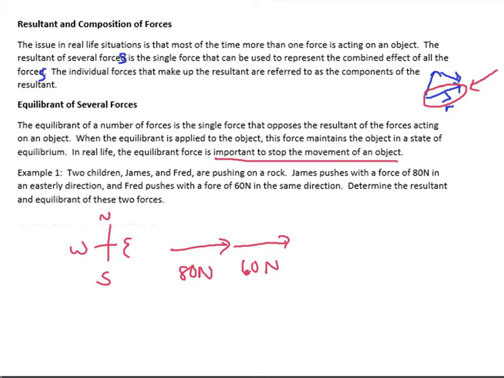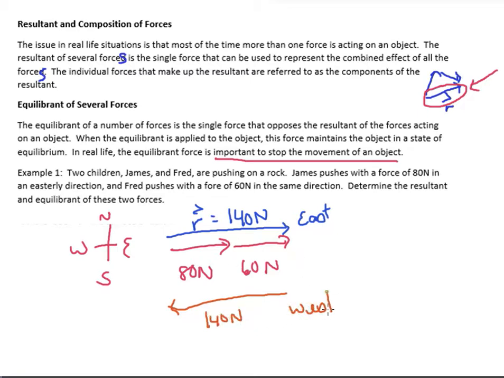The resultant, we know, is from tail to head of the two forces added together. So the resultant vector equals 140 newtons, and that's moving east. Therefore, the equilibrium vector is going to be opposite that. It's going to be 140 newtons, and it's going to go in the west direction.